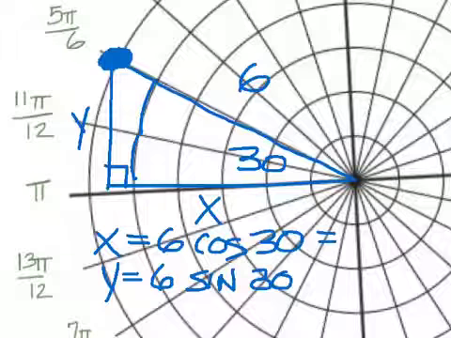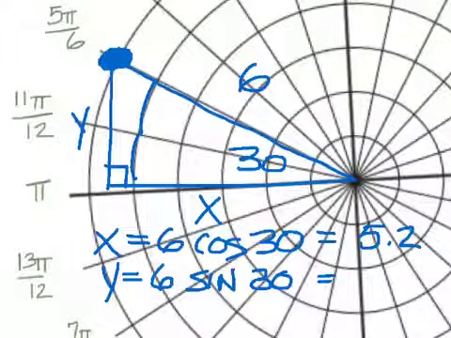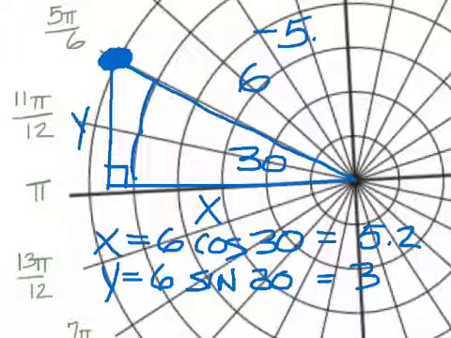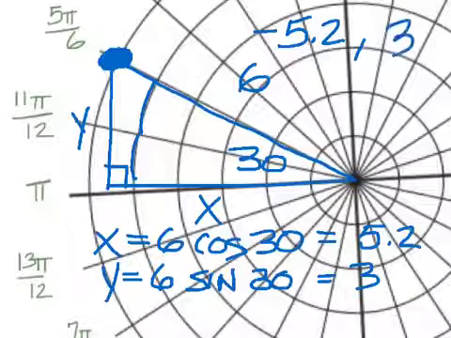So cosine 30 times 6 is 5.2. And then sine 30 times 6 is 3. Now we're in the second quadrant, so the sign combination is minus plus. Therefore it's a negative 5.2 and then 3.